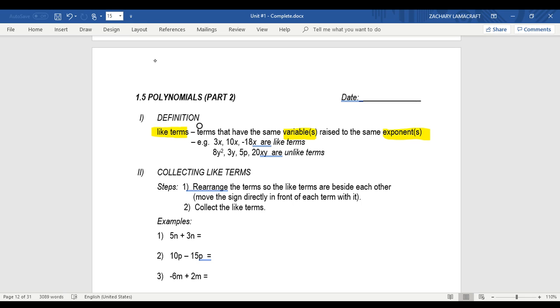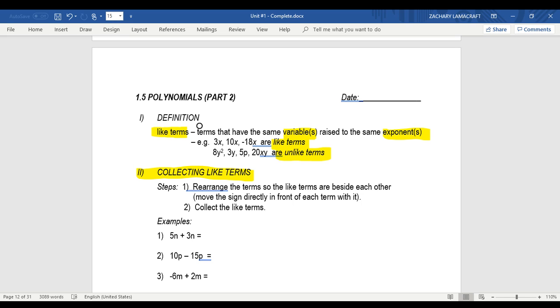So we know, again, some examples of like terms would be 3x, 10x, negative 10x. And then some things that are unlike would be things like 8y squared, 3y, 5p, 20xy. So they're all different, right? We can kind of see how that goes. They don't have the same variable and they don't have the same exponent. So really what we're working at here is collecting like terms, all right?